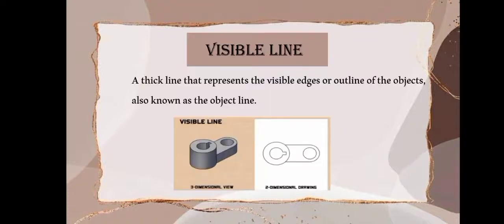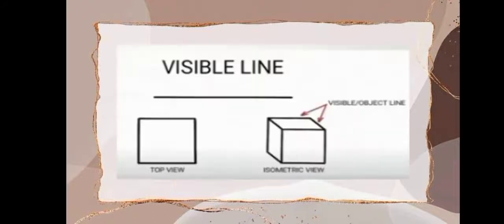And next is the visible line, a thick line that represents the visible edges or outline of the objects, also known as the object line. So visible line and object line are just the same. So I have here an illustration of a visible line. As you can see, this is the form of our visible line.